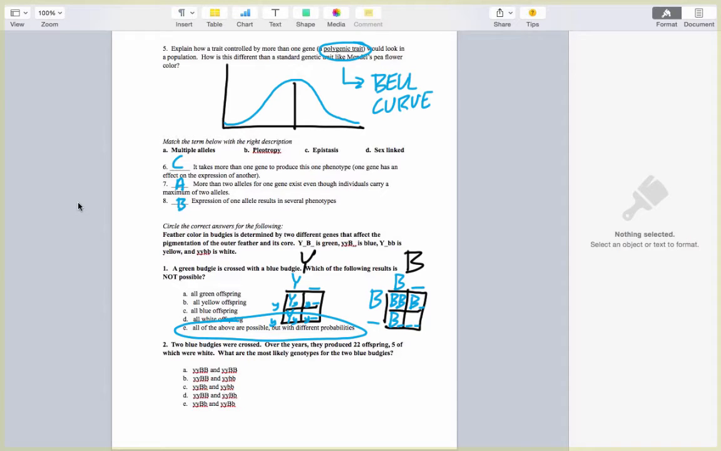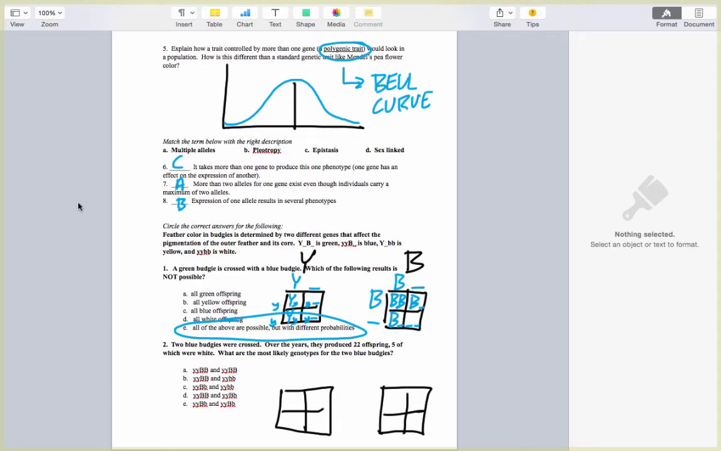On the second budgie question, I've got 22 offspring, 5 of which are white. Well, that looks like about a 3-to-1 ratio, or 25% ended up white. And white, I know from the information in the problem up here, is recessive for both genes. So when I go to set this up, again, I need 2 Punnett squares for the 2 genes I'm concerned with. Here's 1. Here's 2.